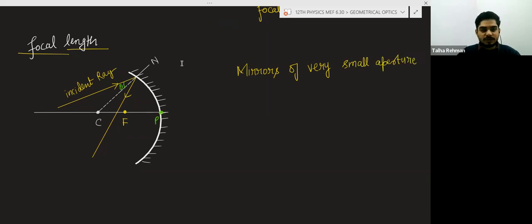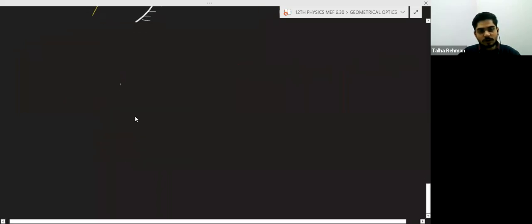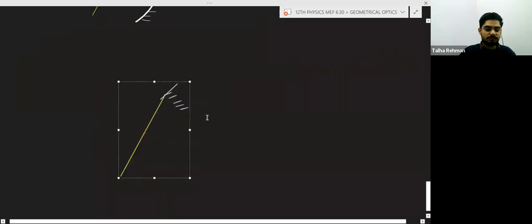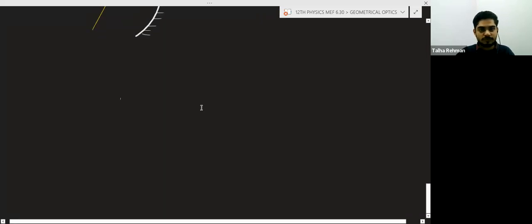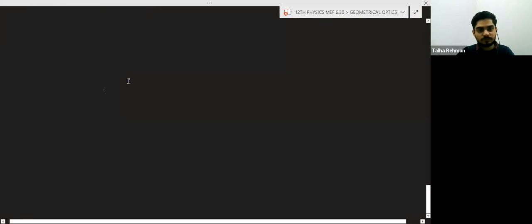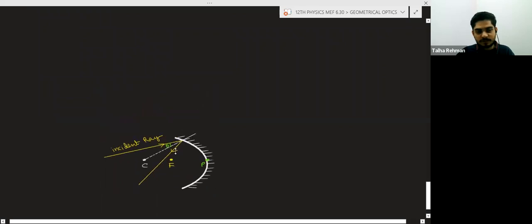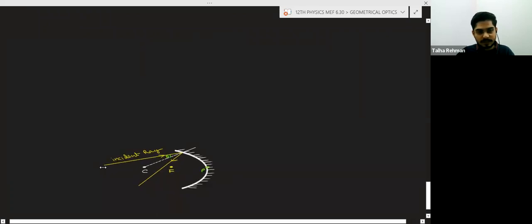Aperture means, suppose you are taking this mirror. A small aperture means, if you have this system, this mirror will be very, very small like this, and like this also, very small aperture in our syllabus.